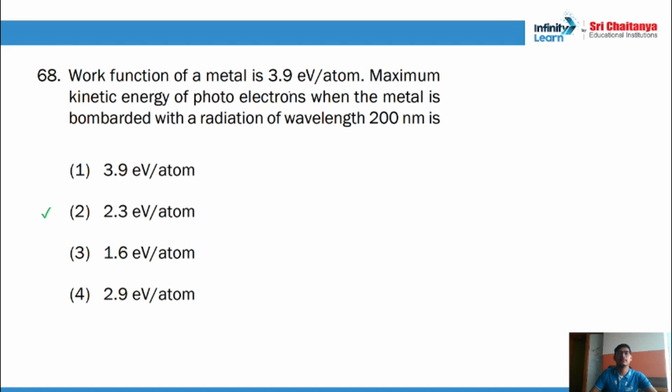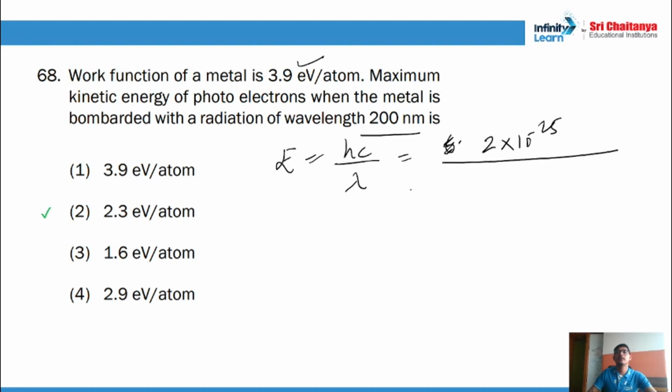The work function of the metal is 3.9 electron volt, and you have to find out the kinetic energy when the wavelength of the incident photon is 200 nanometer. So first let us find out the energy of the incident photon in terms of electron volt. The energy, as per Planck's quantum, is hc by lambda. So let us substitute the values. The value of hc is approximately 2 into 10 to the minus 25. You can remember this value. It will be handy. The wavelength is 200 nanometers, which is basically 2 into 10 to the minus 7 meter. So this will come out to be 10 to the minus 18 joule.